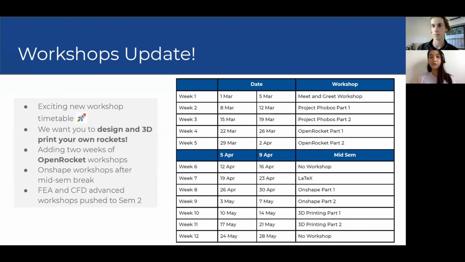It will be 2 workshops of OpenRocket. So we're going to try and build it on OpenRocket. Then we've got mid-sem, so, kind of study hard about that, and we'll skip a workshop. Then afterwards, it's LaTeX. That's for more of the report writing side. So we're going to try and learn how to use LaTeX for that report writing side of the competition. And then it'll be Onshape, which is CADing, 3D printing it, hopefully, using our MSc access to the workshops. And after we 3D print it, we will hopefully be able to launch it after the semester.